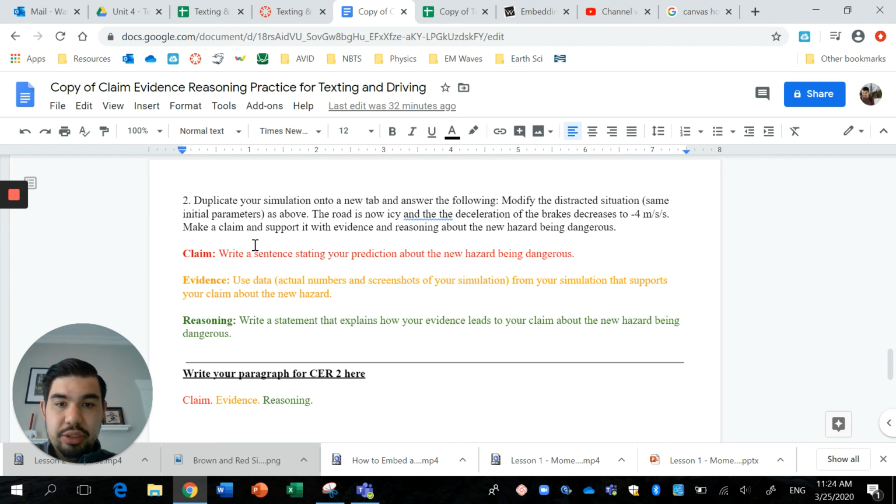The second part here is the same thing. This time we're changing some of the numbers, assuming that the conditions are icy. How's that going to affect your deceleration? So same thing: write your claim, take a screenshot of your spreadsheet, and then write your reasoning statement.